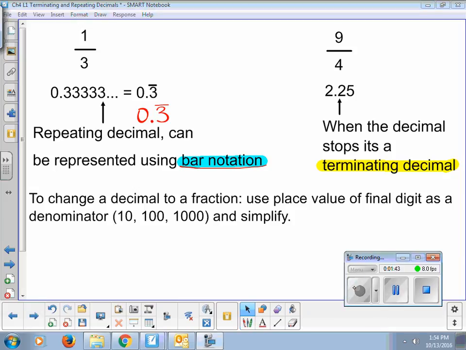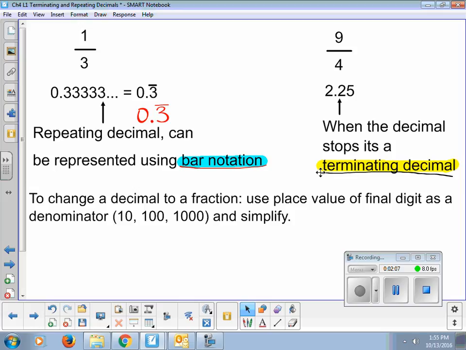For our next vocabulary word, if the repeating digit is 0, the decimal is a blank decimal. When you have a decimal that's stopped, it is called a terminating decimal. So that is your second vocabulary word. Fill in terminating. That means it stops.